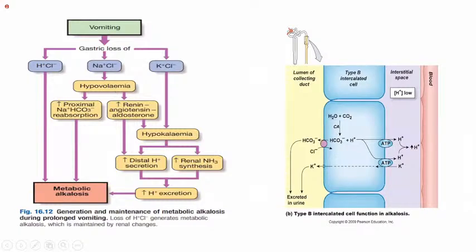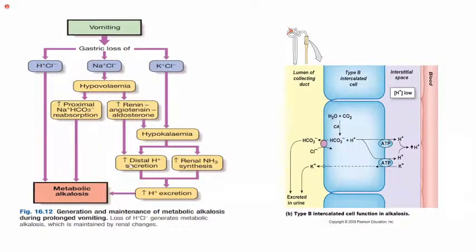And once you have got hypovolemia, you'll have increased reabsorption of sodium in the proximal tubules, so that you reabsorb sodium and also reabsorb water. But as you're reabsorbing the sodium, you also have increased bicarbonate reabsorption. So that will worsen your metabolic alkalosis.